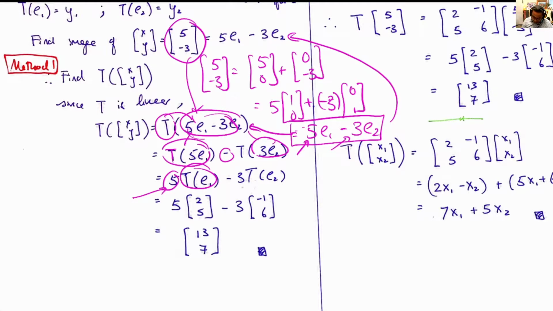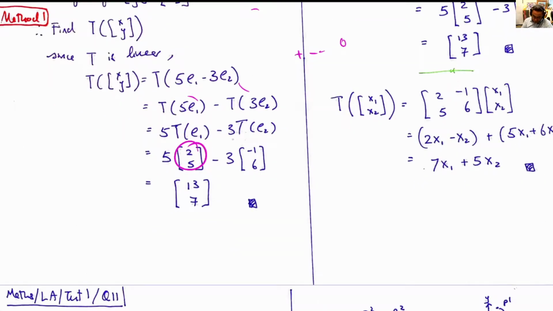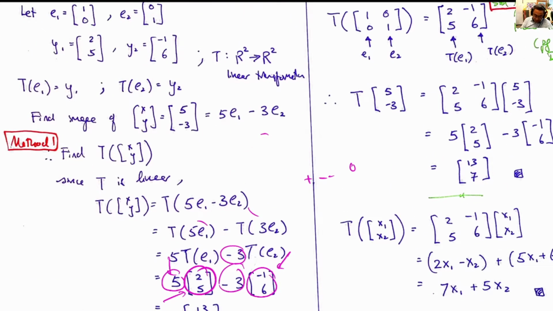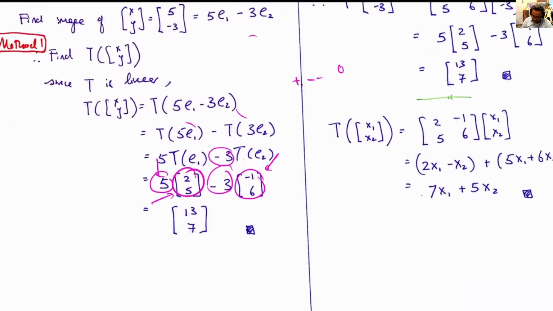So remember that we are given T of E1. T of E1 is (2, 5). So basically we do 5 multiplied by (2, 5) for T of E1, minus 3 multiplied by T of E2, which is (minus 1, 6) given above. Then we just do the usual scalar multiplication of the column vector, and we get this. So this is exactly equal to this.